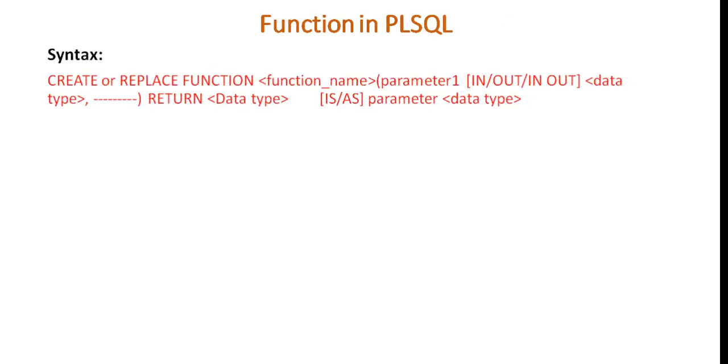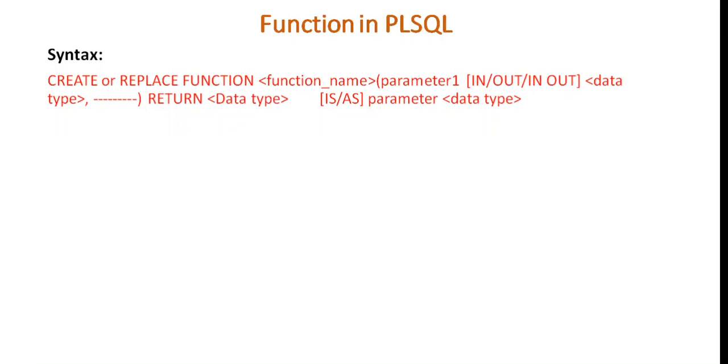Now function. So the difference between procedure and function is that procedure is used to perform certain tasks and it is used to change the state of database, whereas function is used to compute some value, okay. Now the syntax of function is create or replace function, function name, okay. In procedure we write create or replace procedure, procedure name.